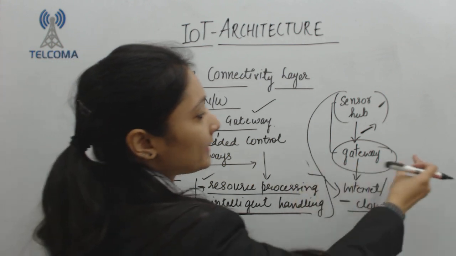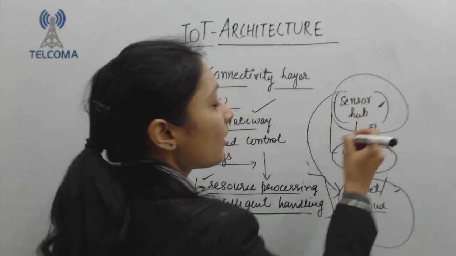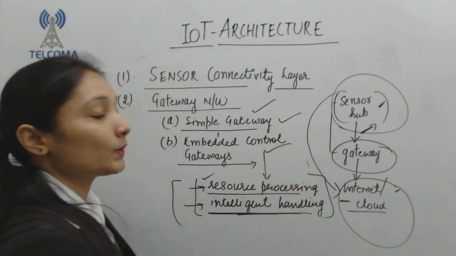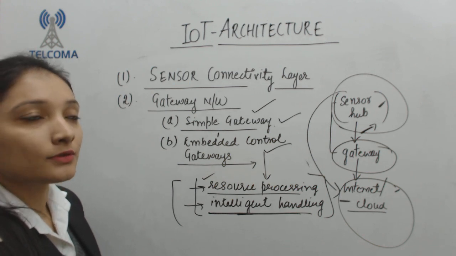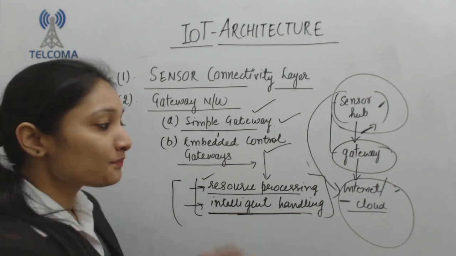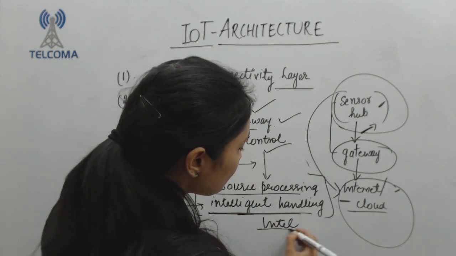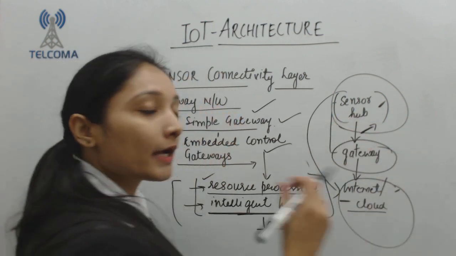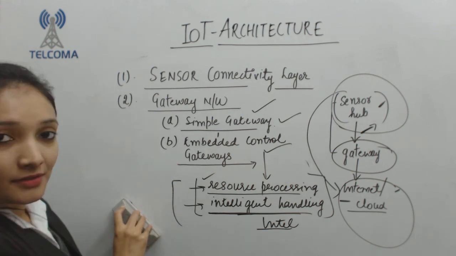So gateways are acting as an intermediary between the internet and the sensor hub, either as an implementation of your simple gateway or your embedded control gateways. Like Cisco's IoT gateway that implements the IPv6 protocol stack, which also provides interoperability. That means despite any kind of device from any kind of vendor, it is able to blend into that environment. Further, Intel's IoT gateway also provides connectivity to the sensor hub and to your cloud platform. These are the two types of gateways for IoT.